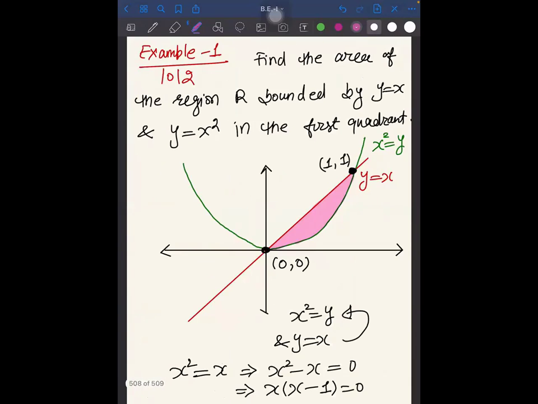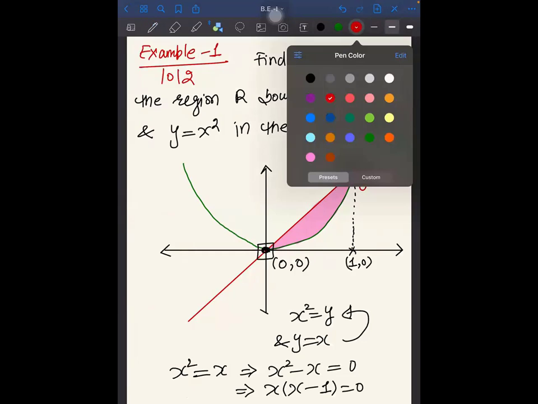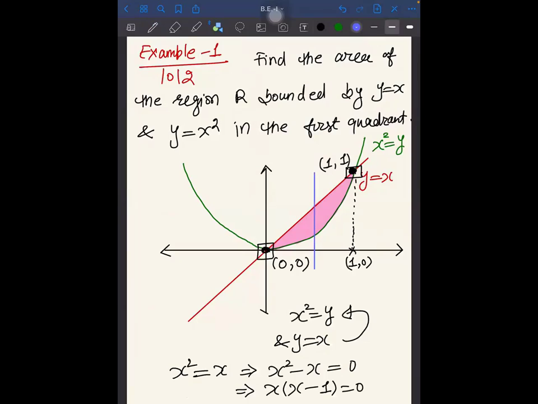First of all, you can take the constant limit either from y to x or x to y. Let's say you are taking from x to y. So let's say you take the constant strip of x running from 0 to 1, right? And what about y? How do you calculate the y? You simply drop a vertical line. So let's say you drop a vertical line over here. Can you tell me what are the points from here to here? That means your green is the lower curve and red is the upper curve, right?